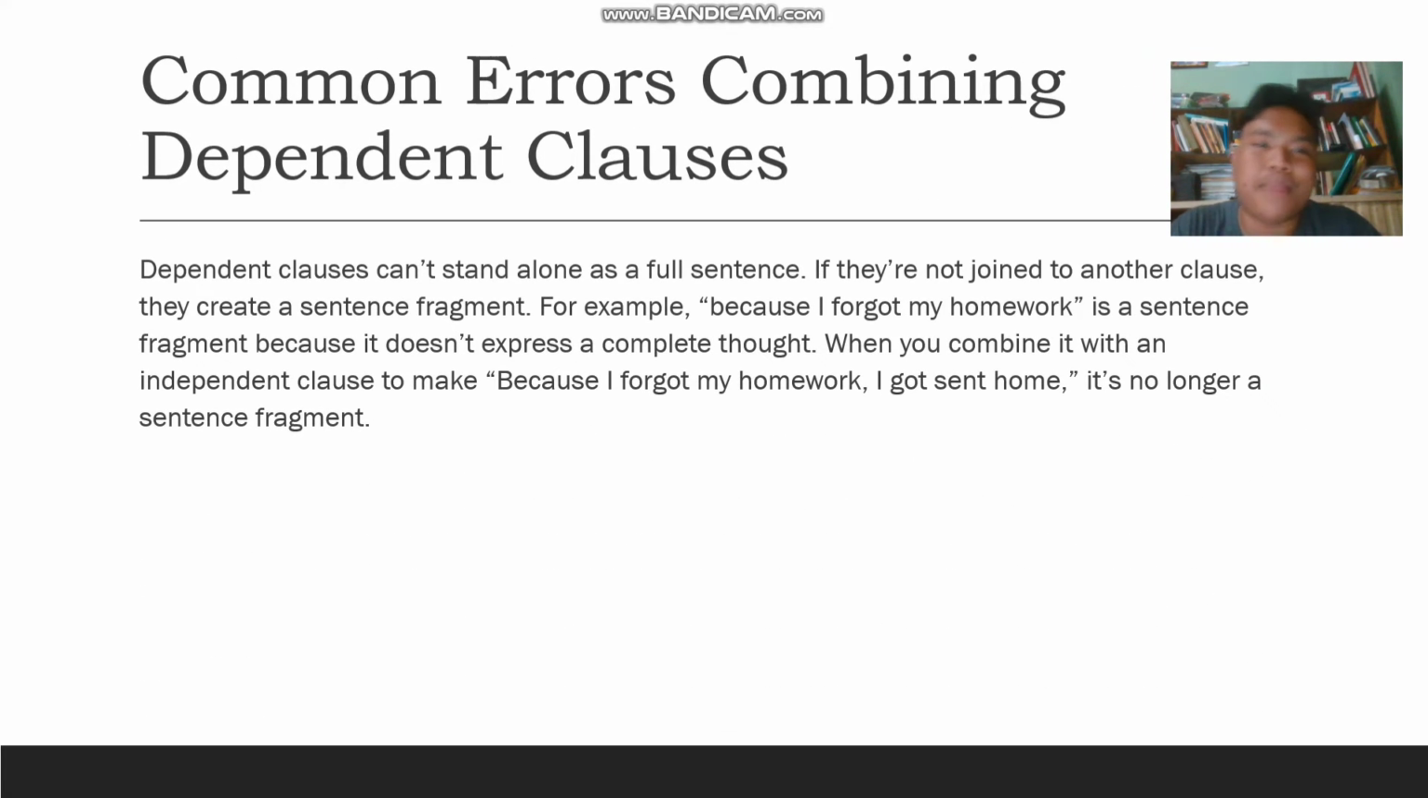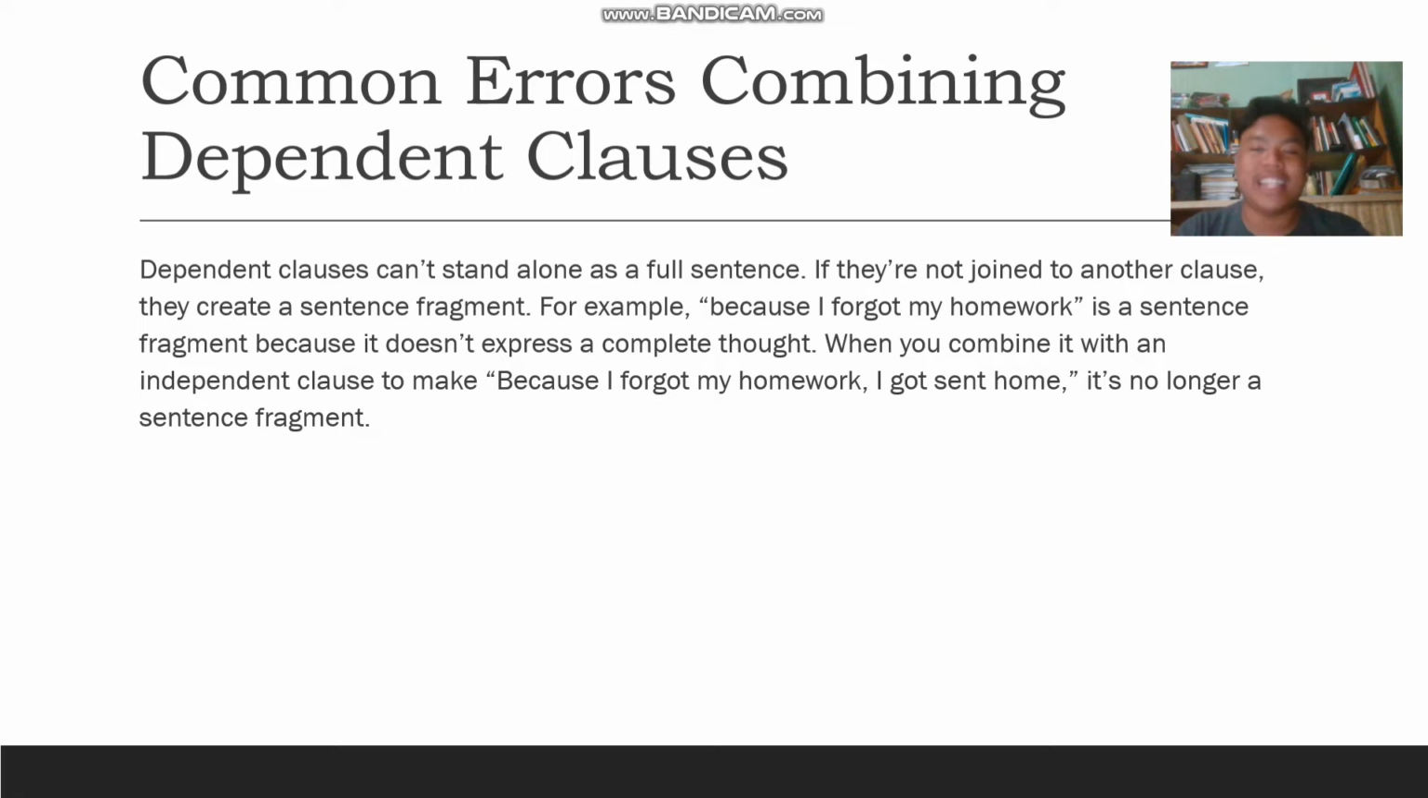Common errors combining dependent clauses. Dependent clauses cannot stand alone as a full sentence if they are not joined to another clause. They create a sentence fragment. For example, because I forgot my homework is a sentence fragment because it doesn't express a complete thought. When you combine it with an independent clause to make because I forgot my homework, I got sent home, it's no longer a sentence fragment.